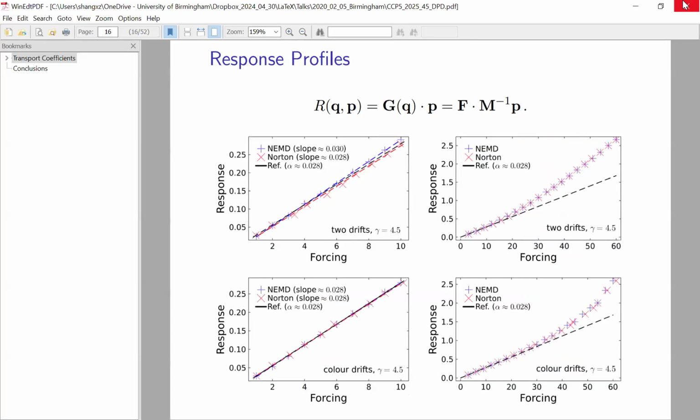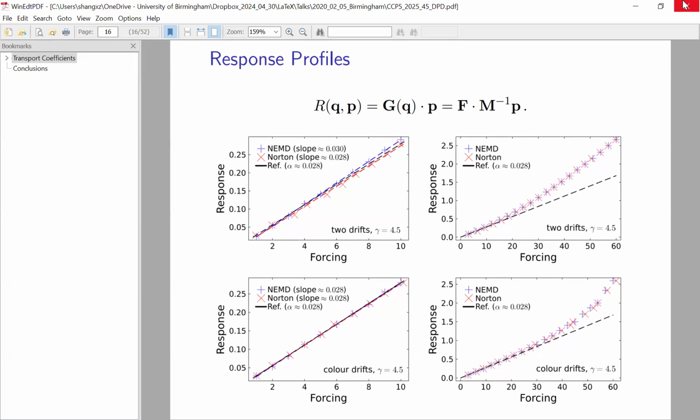So now let's see how it works. Here we look at the response profile, which, as I mentioned, is in this particular form. And actually, for the computation of the mobility, it looks like this one here. F is the additional force, and M is like a mass matrix. Typically, it's diagonal. What we are seeing here on the top row are the results when we apply the two drifts. In the two drift case, the black line is a reference response profile, the blue one is results from the non-equilibrium molecular dynamics, and the red one is the Norton results.